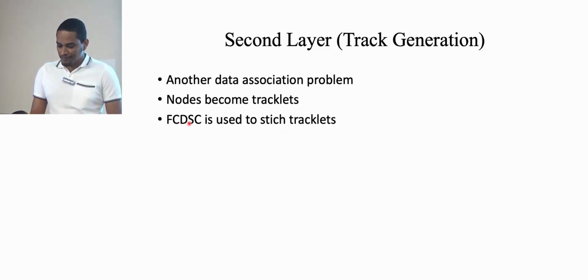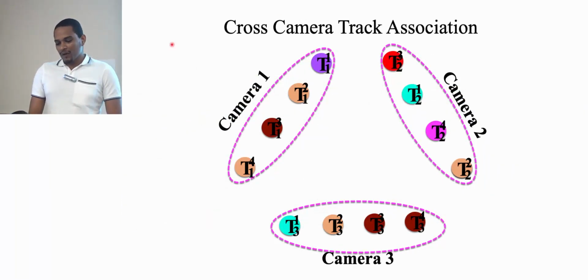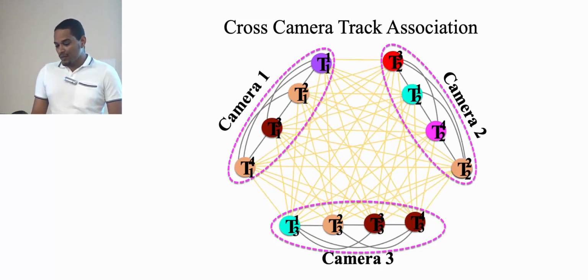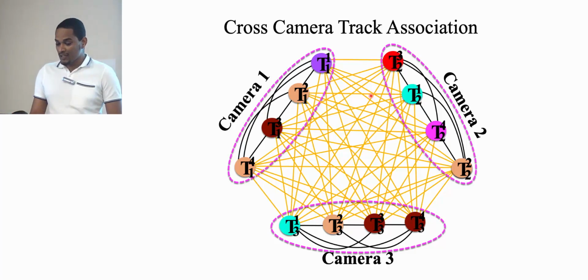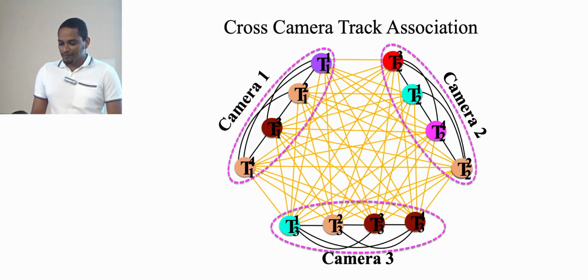So now let's see on the third and final layer how we are able to solve this across camera tracking using fast constraint dominant sets. At this point, all the tracks have been generated in all individual cameras. These nodes represent a track of a person. Similar colors represent the same person. And then we'll build this fully connected graph. In this case, every node is connected to all other nodes in other cameras. And then we start with camera 1.